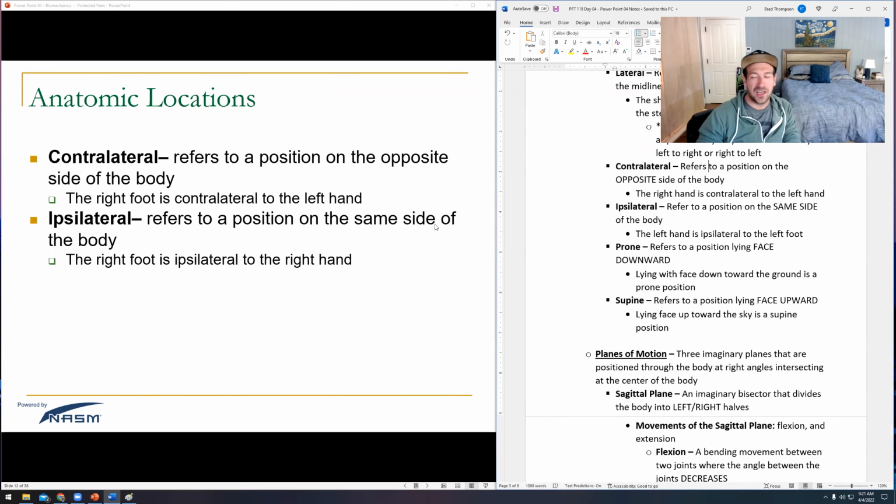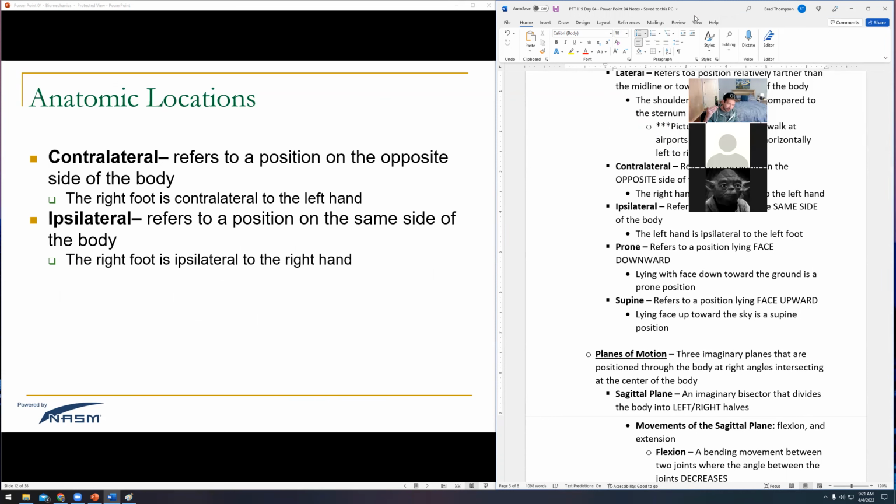Now we got a couple weird ones where we put some terms together. This is where we got contralateral and ipsilateral. So contralateral, if I was like, hey, the best superhero in all of comic books is Spider-Man, and you're sitting there listening to me and you're like, I don't know about that. I think the best character in comic books is probably Batman. And we get into an argument, we are contradicting each other. So that's contralateral. We have the opposite opinion.